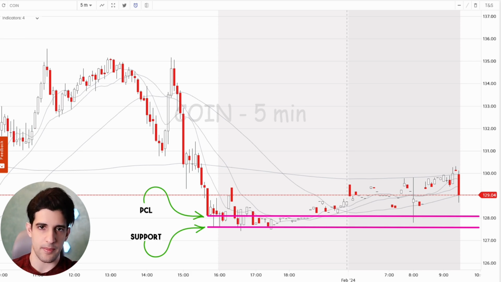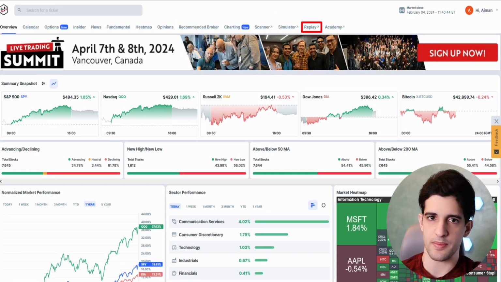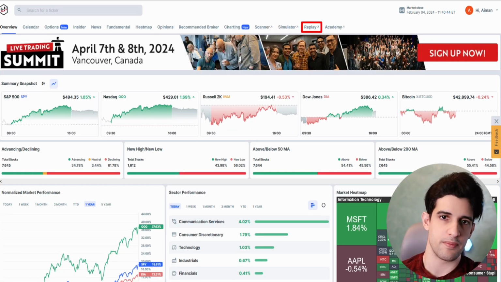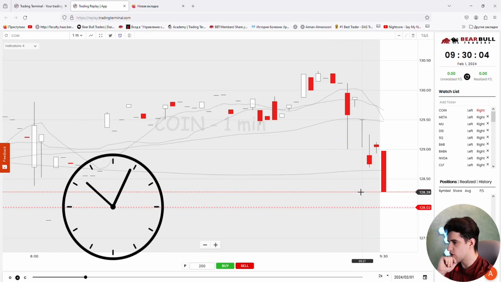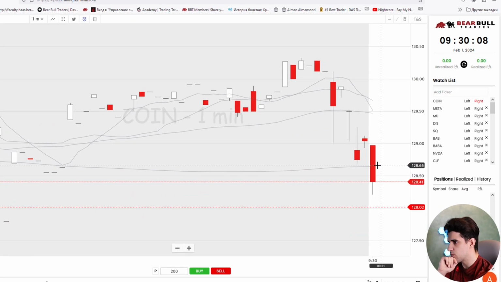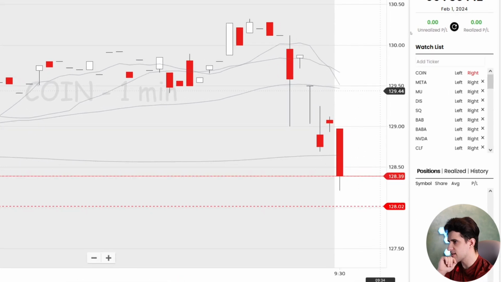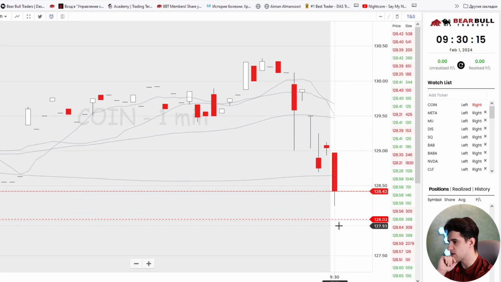Finally, I mark that level and I go to an even smaller time frame, which is the 1-minute chart. I wait for the market to open, I see how the price reacts around the level, and then I execute my trade. Let's go to Trading Terminal, replay feature, to show you how exactly I executed this trade and what I could have done better to manage this trade even better. We're waiting for coin to open. There it is. And we wait and see what exactly is going to happen around $128 area.